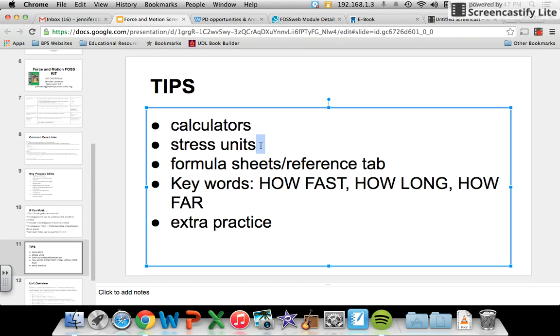And the last thing I have here is extra practice. So there are some really great worksheets in here. There's not enough practice. So I highly recommend you also make your own practice sheets and give students ample time to be able to practice.